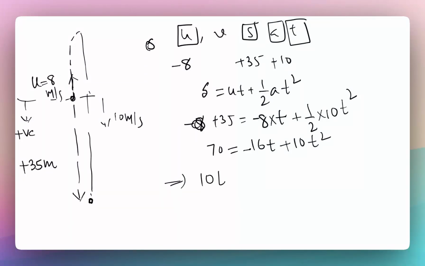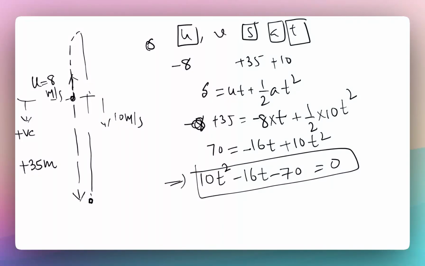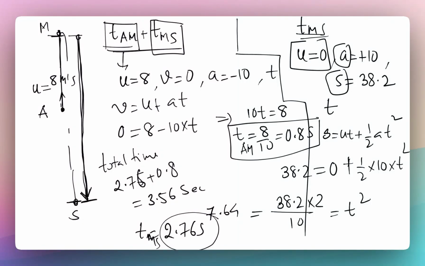We are getting 10t squared minus 16t, right? And minus 70 is equal to 0. We can solve this quadratic equation to find the same time t. If we try to one shot it, basically we have to solve this quadratic equation. And when you do that, basically we'll arrive at the exact same result.